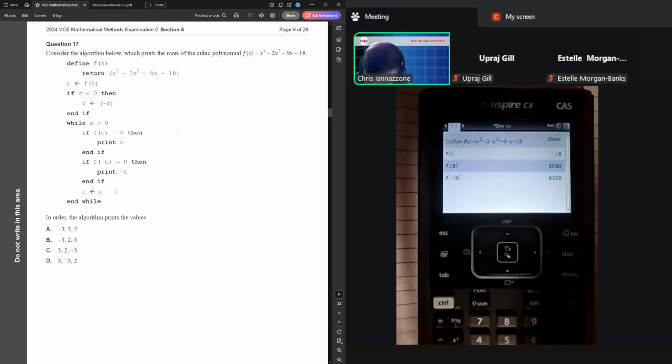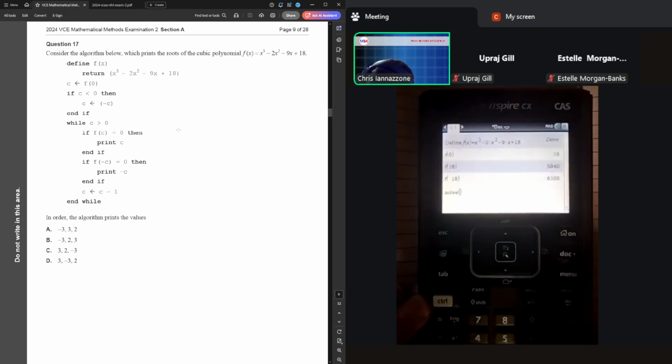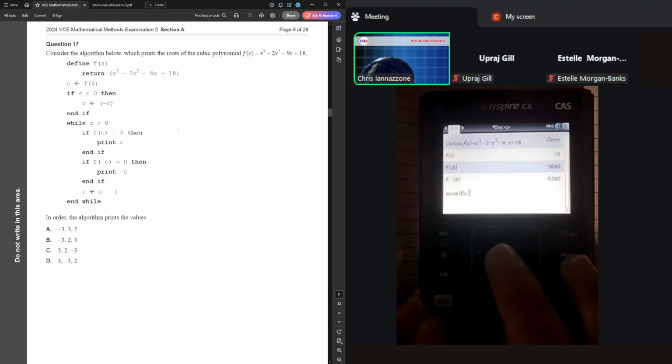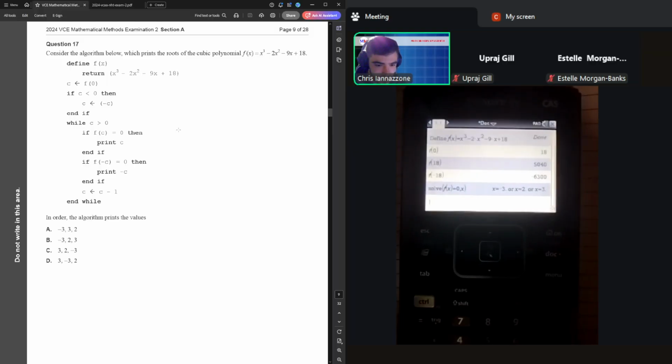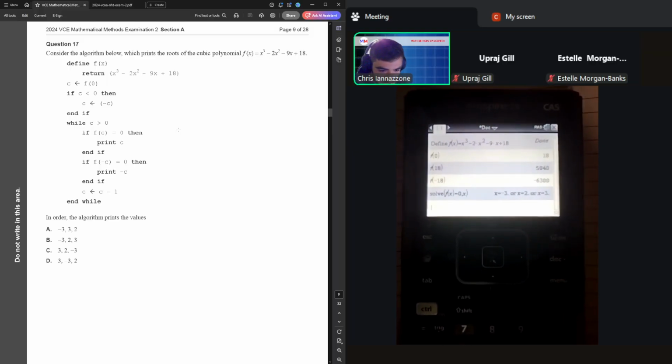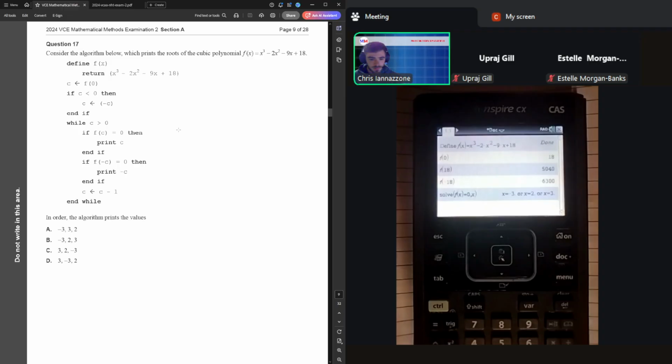We can just use a CAS solve to achieve that. Solve f of x equals 0, comma x, and that's going to tell us everything. So we know that the values we've got are -3, 2, and 3. That's cool. We can also see those in the answers A through D. The question that's specific to this is we have to give them in the right order. That's where all that investigation that we did is going to start paying off.